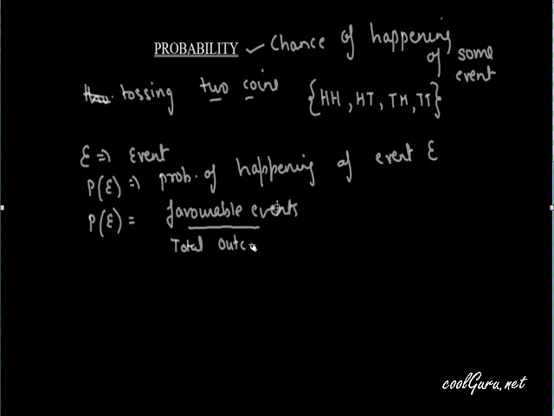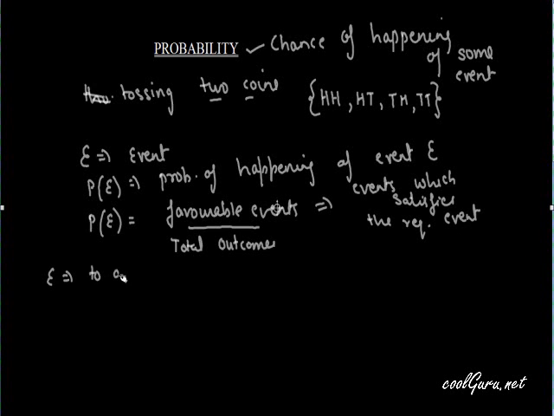Now what do we mean by the term favorable events? These are the events which satisfy the required condition for the required event. Let me take this particular example only, tossing two coins.